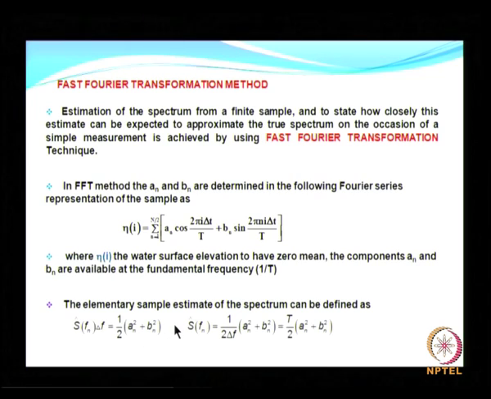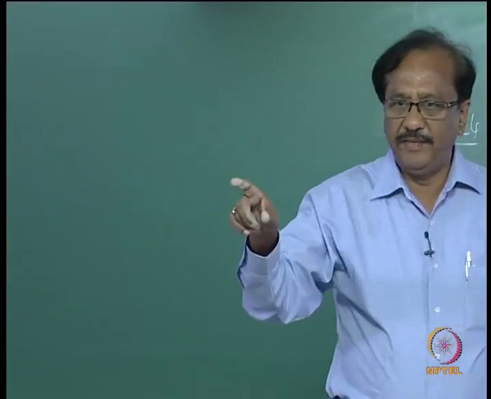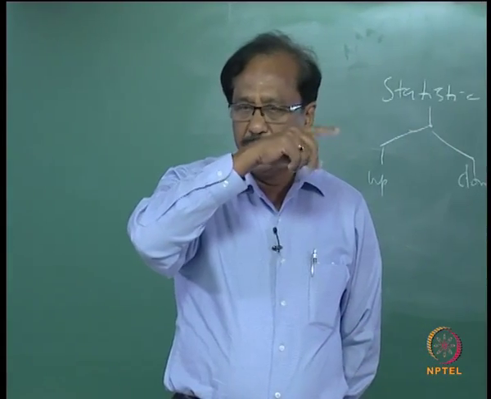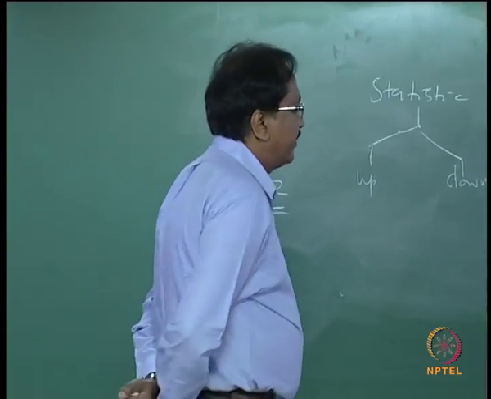Eta of I is the water surface elevation, and that will be having a zero mean process. What do you mean by zero mean process? You have the time history, you take the average, and once you have taken the average, subtract it from the actual time history. So that will be your mean zero process.